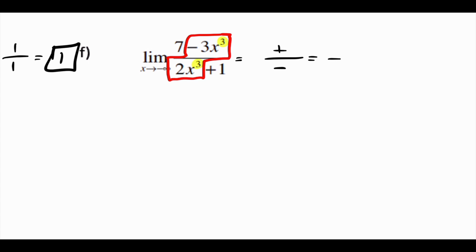Now we said it's equally distributed, right? So it should have a ratio of the leading coefficients. So it should be what over what? 3 over 2, negative 3 over 2.